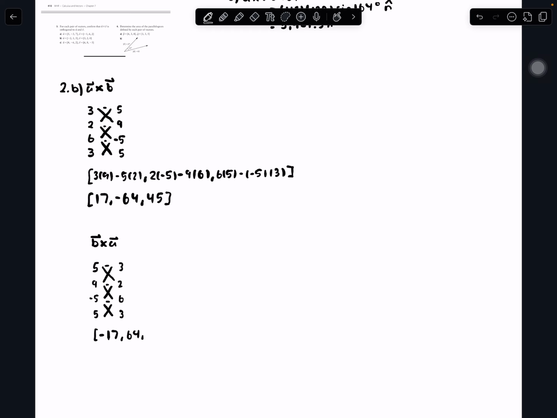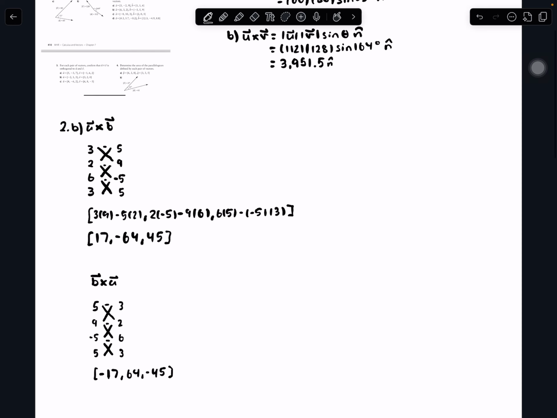And we have -5 times 3 minus 6 times 5, minus 45. You probably will have noticed something, but I'm going to do D first before I tell you what it is. Give you the surprise later. A cross B.